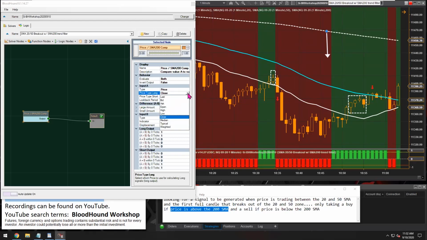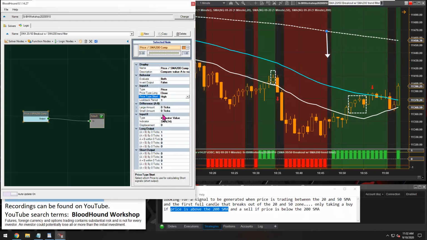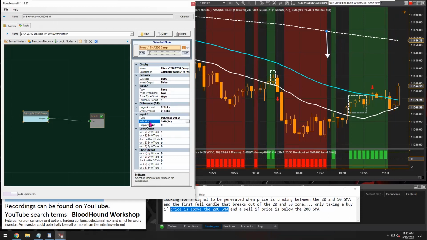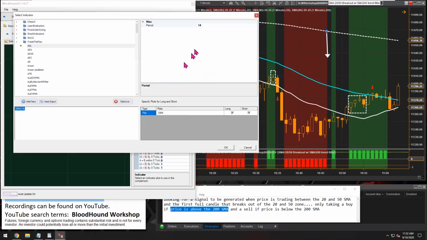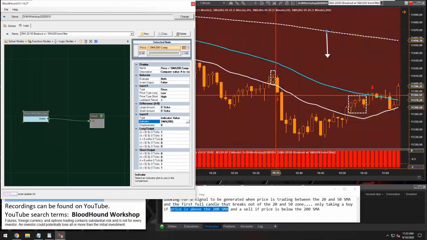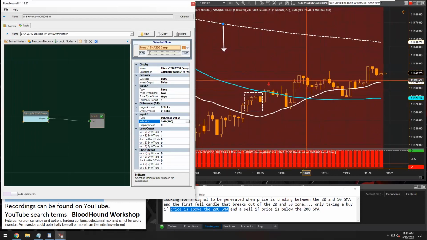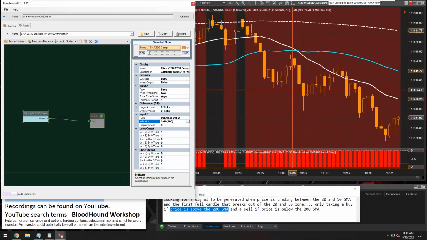All right, so for a short, we're looking at the high price, and for a long situation, it would be the opposite, so that would be the low price. In input B, our second would be the SMA 200. So let's just change this from a 14 period to a 200 period. And there we go. Let's scroll back here a little bit.